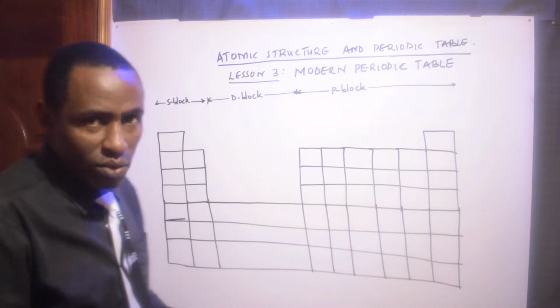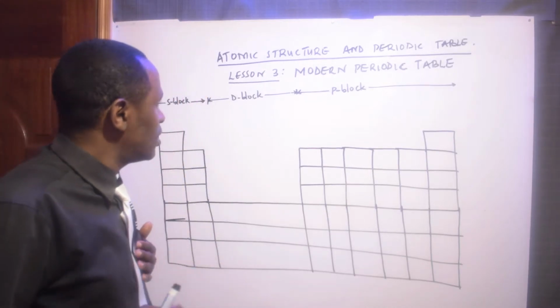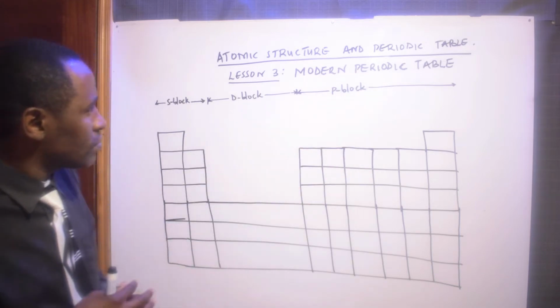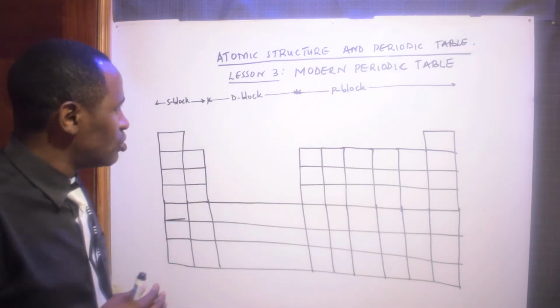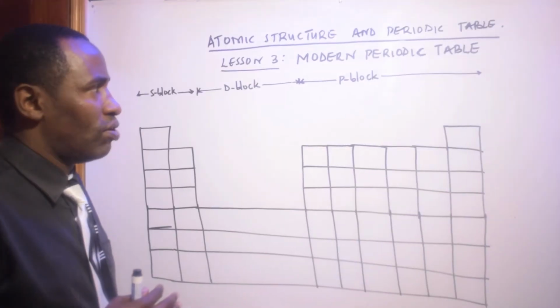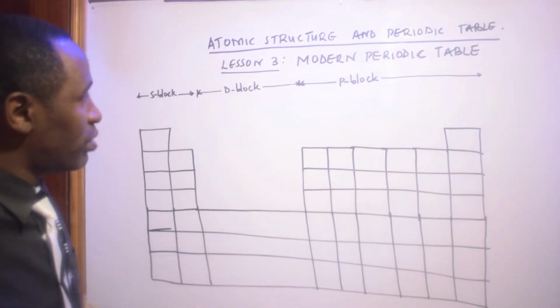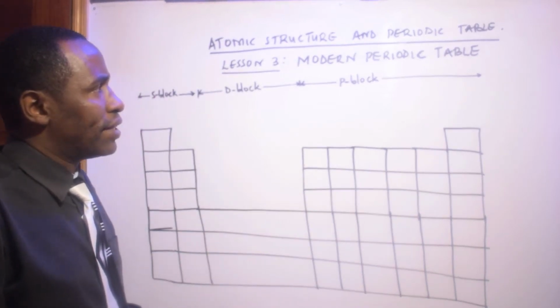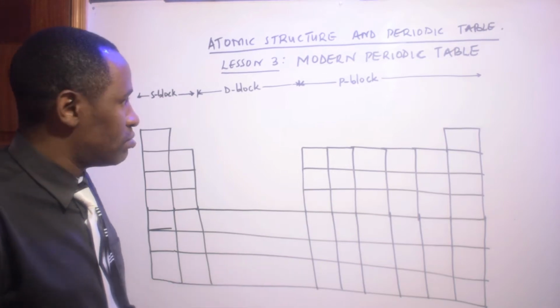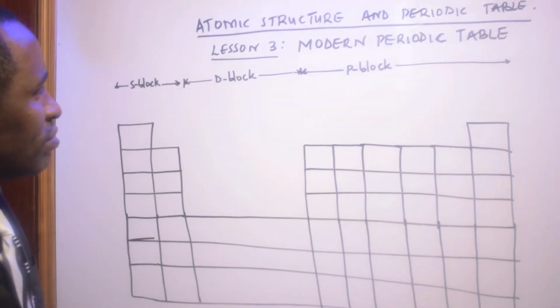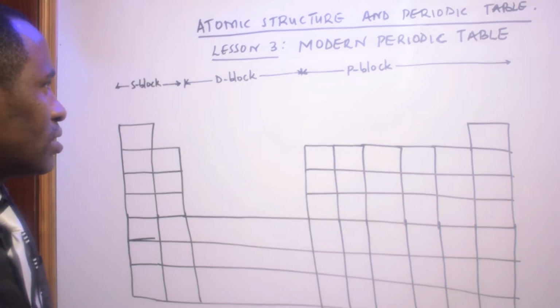Good morning learners and welcome to my lesson 3, where today I'll be discussing the modern periodic table. In my previous lesson 2, I didn't mention the relative atomic masses, especially of isotopes, and I think we were able to mention here that given the relative abundances, maybe in percentage or ratios, you should be able to work out the relative atomic mass.